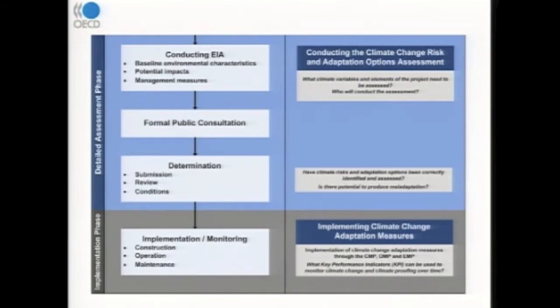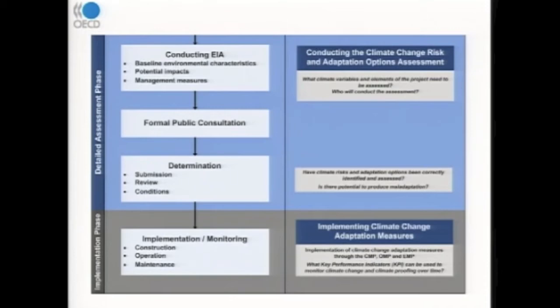And then when the EIA goes through public consultation and submission, that's where the relevant authorities would need to decide whether climate risks and adaptation options have been correctly identified and assessed. And also another question, whether the project might have risks for maladaptation. Could it lead to circumstances where there might actually be enhanced vulnerability to the impacts of climate change?